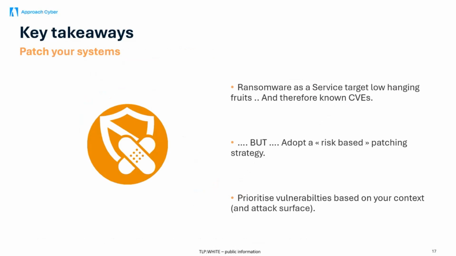Another key takeaway: patch your system. I just keep repeating the same, but ransomware as a service, they will target the low-hanging fruits. So they will target the known CVEs. So if you patch your system smartly, by adopting a risk-based approach, so prioritizing your patching, really understanding from which vector the hacker could get into your critical systems, this is where you need to prioritize your patching, and this is what you have to do. This is basic cybersecurity hygiene.